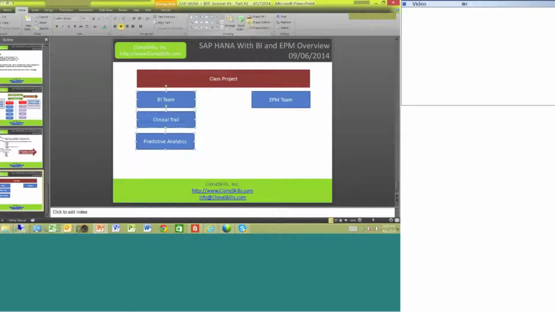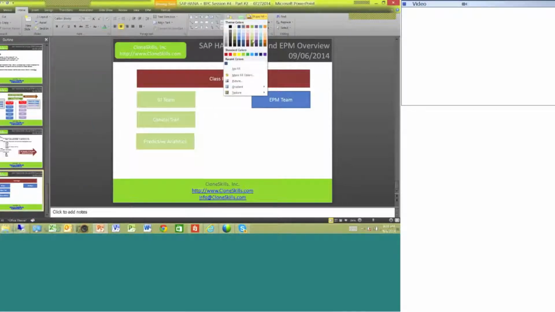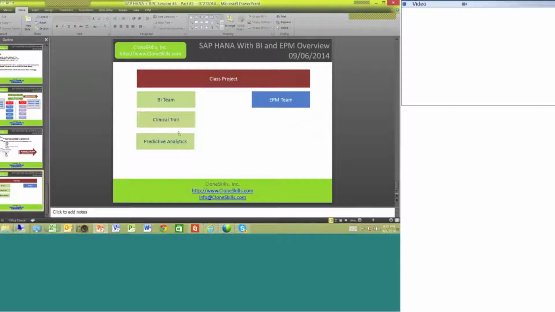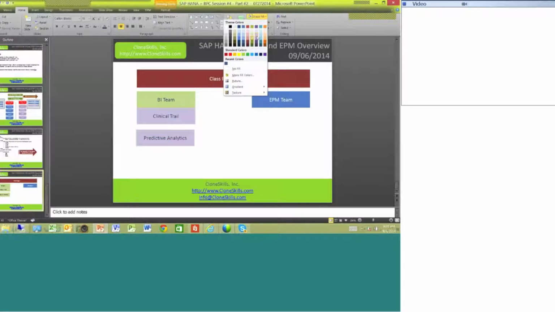Some of the people will be joining you to do this work. We want to continue this one. So the BI team's project is going to be the clinical trial, a predictive analytics project. You will know more, but I'm just letting you know that's how I approach this. Whatever I teach in the class, you should also apply, so this way you learn how to build a true solution.